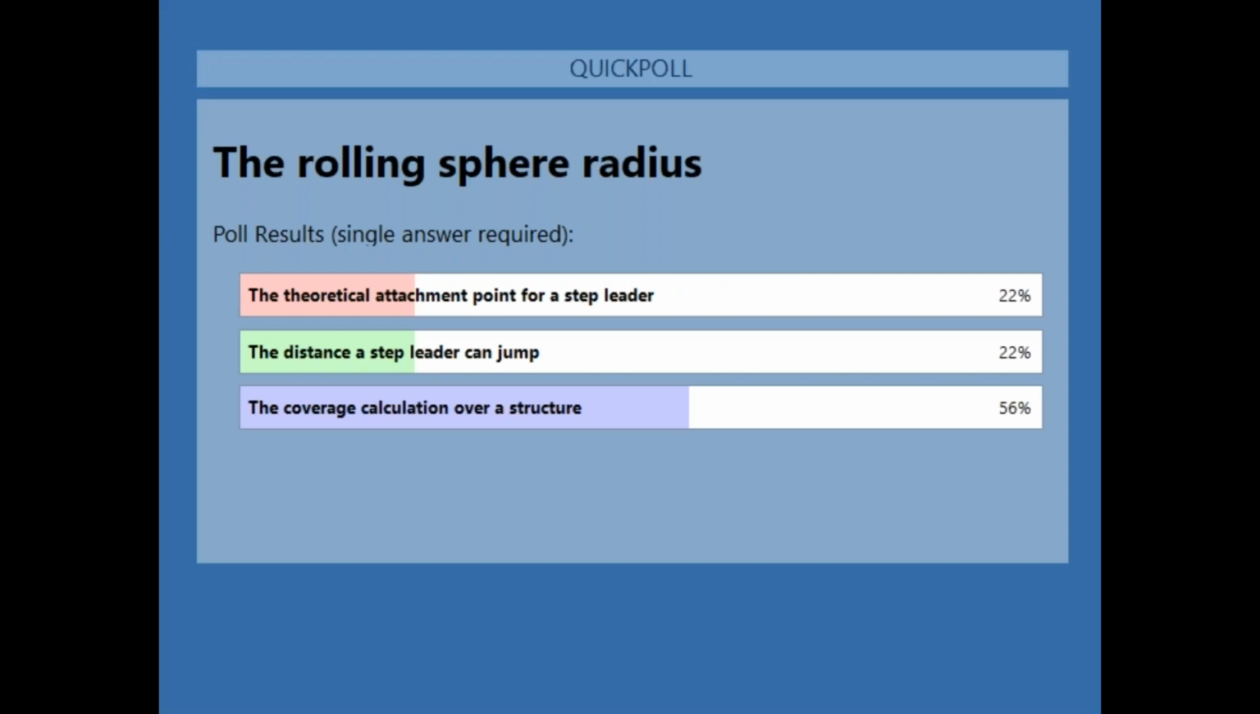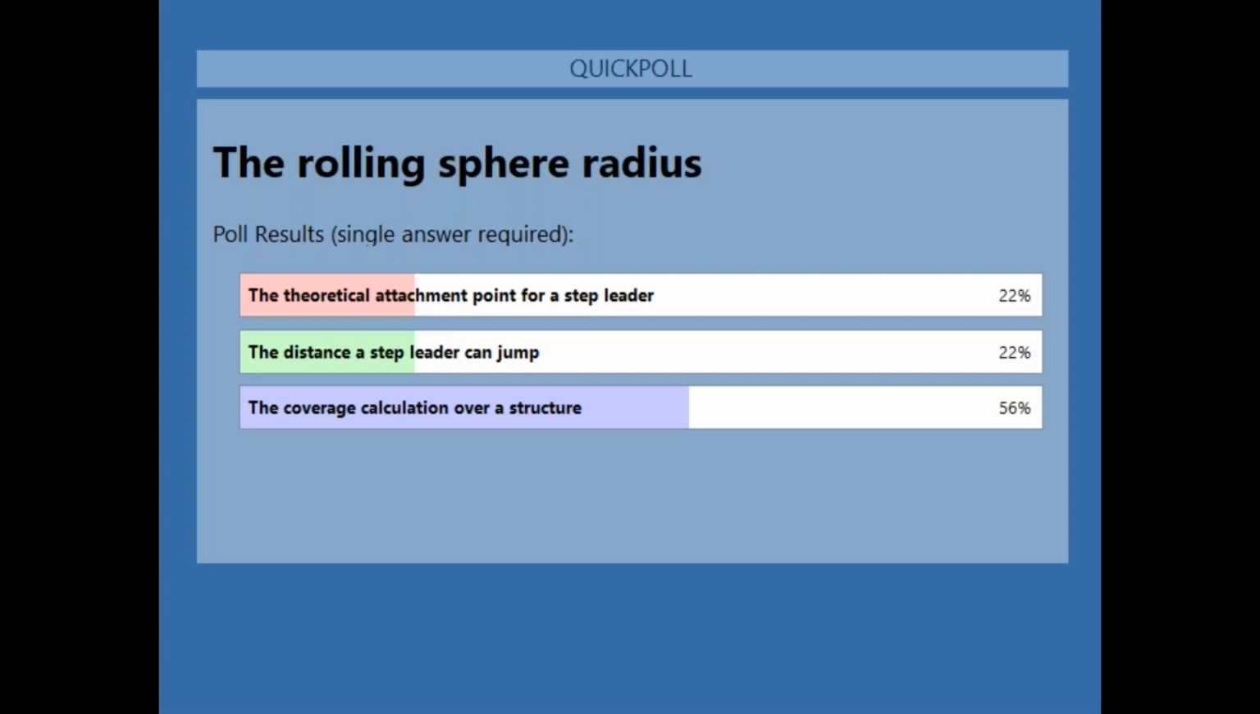Aha, the polling results are in. The coverage calculation over structure is in fact a correct answer. They're actually all very similar and correct answers of themselves. So, and I know that sounds like a trick question. I just want your impression of what you think is the most appropriate.